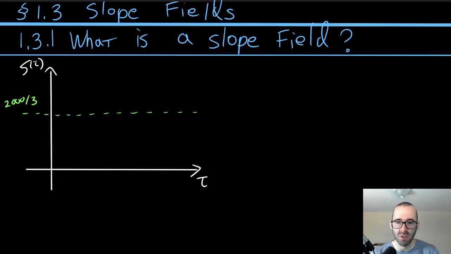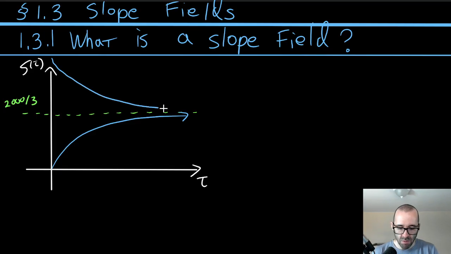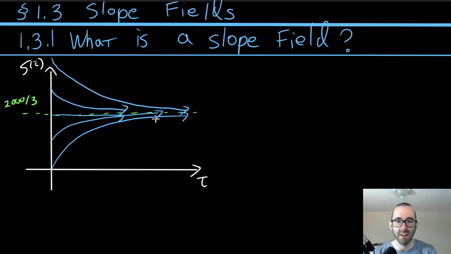We said there could be a lot of solutions. We could start with no sugar and we'll approach that equilibrium amount of sugar. We could also start with a lot of sugar, and again, we'll slowly decay. And it's really everything in between. Maybe we start with a medium amount of sugar and it'll grow like that. Maybe we start with a little bit more sugar and it'll go like that. Maybe we start with exactly the equilibrium amount of sugar, and so on. There's infinitely many solutions to this ordinary differential equation.